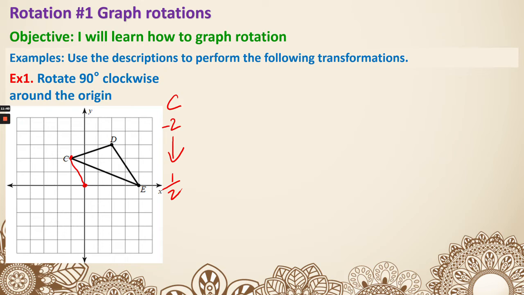So the perpendicular slope is right here, 1/2, so up 1 over 2, up 1 over 2, down 1 over 2, and down 1 over 2. We are going to connect everything. That is after step 1 and step 2.